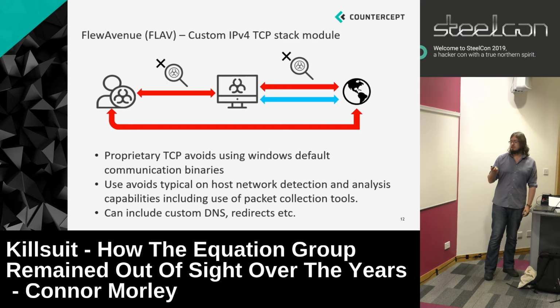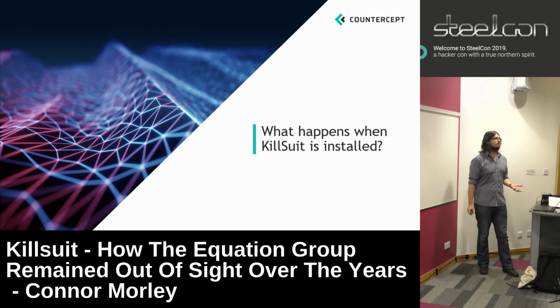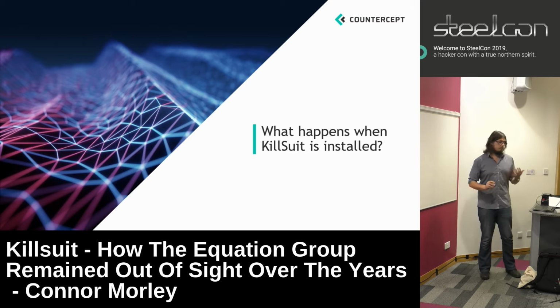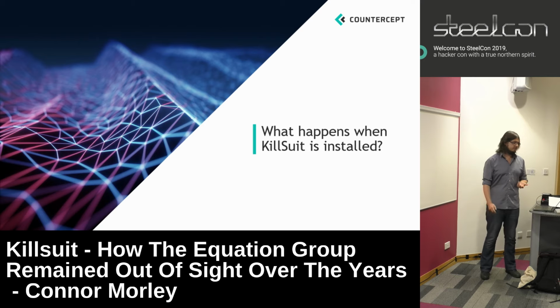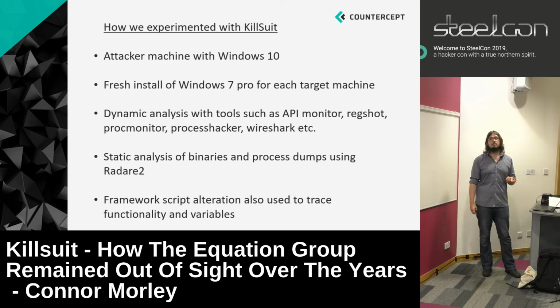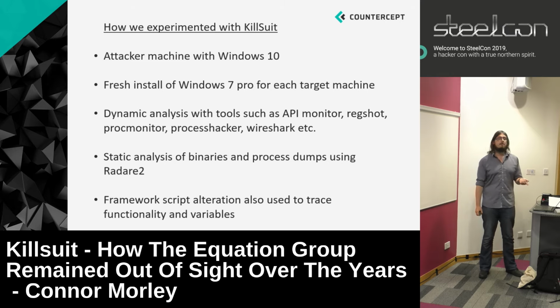So now we're going to move on to the crux of our research, which is what happens when KillSuit's installed. Our research was to find indicators of compromise for KillSuit on a host, based on active installation, legacy installation, and their persistence mechanism. So what exactly happens when they burrow into a system? To do this, we use these criteria. The attacker machine was based on Windows 10 with the Lost in Translation leak deployed and enabled. Each victim host was Windows 7 Pro, which was freshly installed each time.